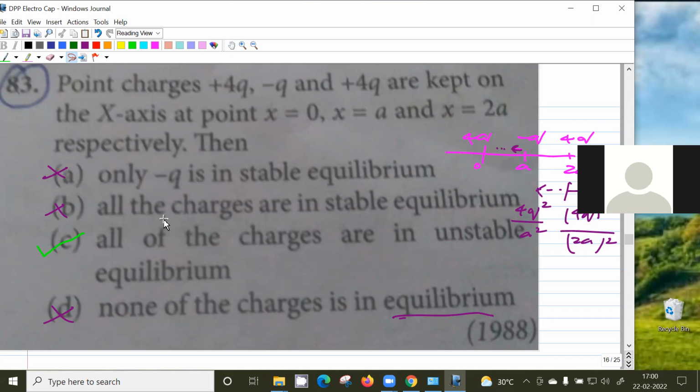Option E is gone. All charges in stable equilibrium, option A is wrong, so option B is also wrong. And none of the charges are in equilibrium, that's not true. All are in equilibrium, but they are in unstable equilibrium. So all charges are in unstable equilibrium. So option C is the only option.